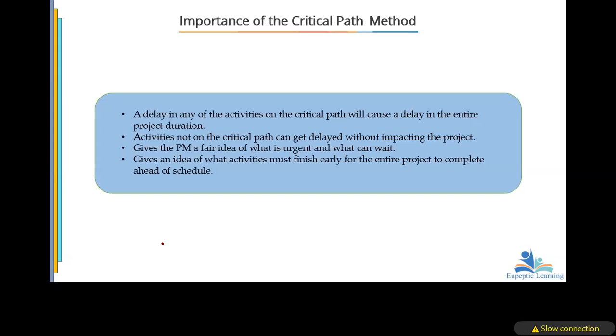But one disadvantage is that the critical path method, unlike the critical chain method, which we'll talk about shortly, does not include the resources and the buffers.